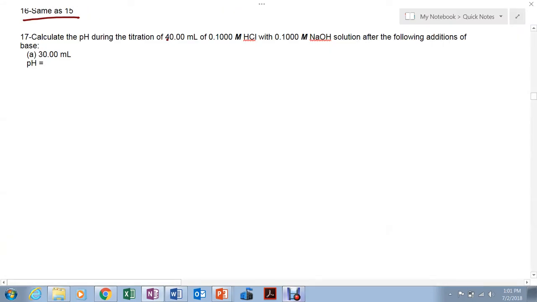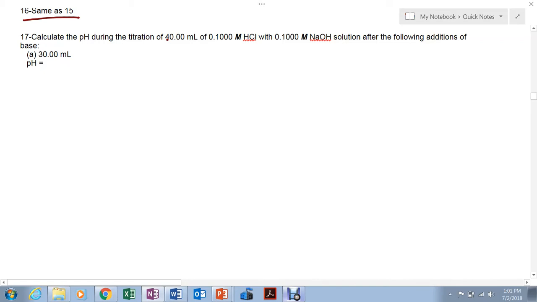Now we're gonna start with the longest one. I like titration curves. I like the titration problems, but they're long. Okay, so we're gonna go for 17, and I'm gonna explain a little bit.